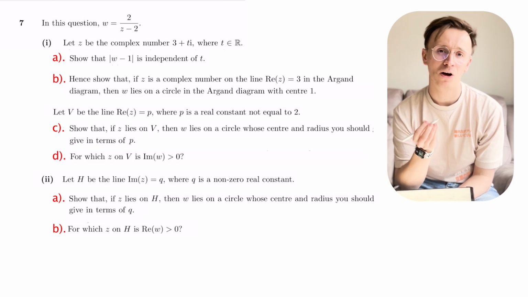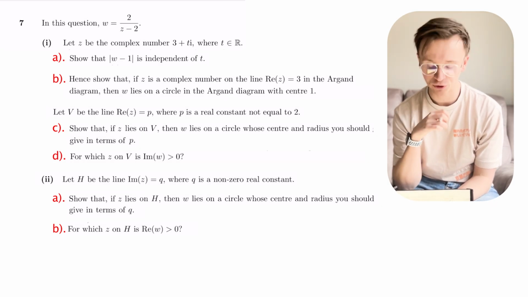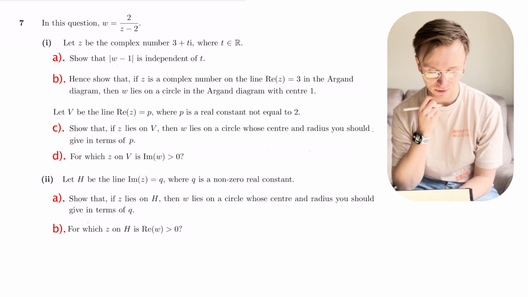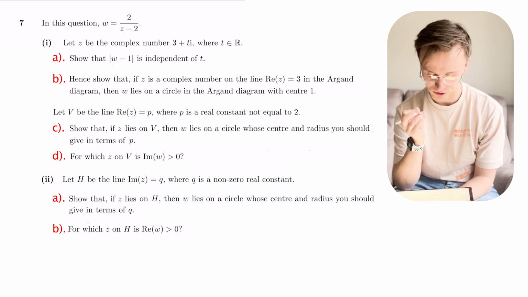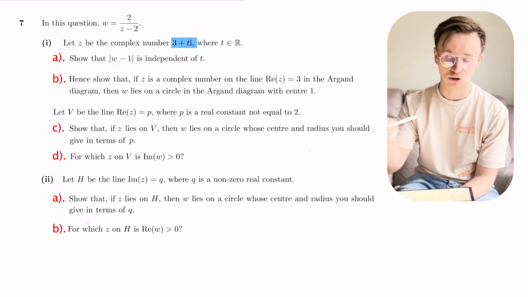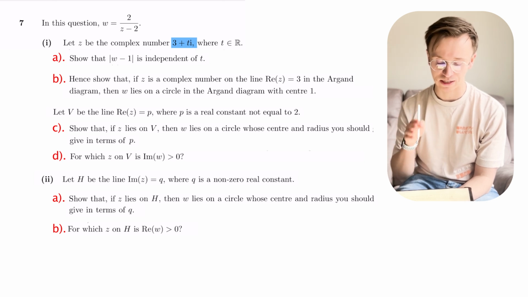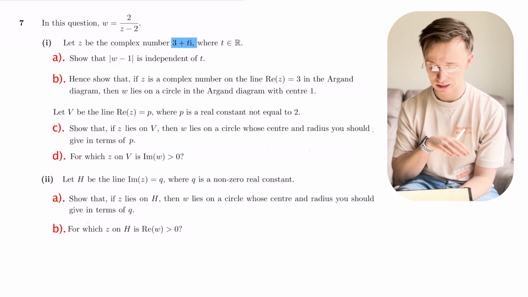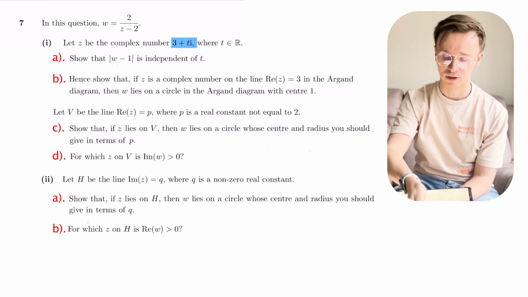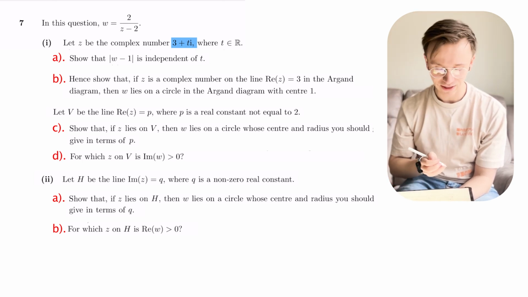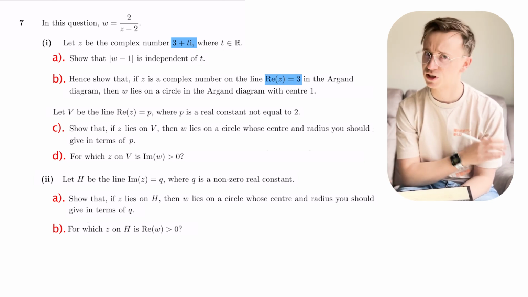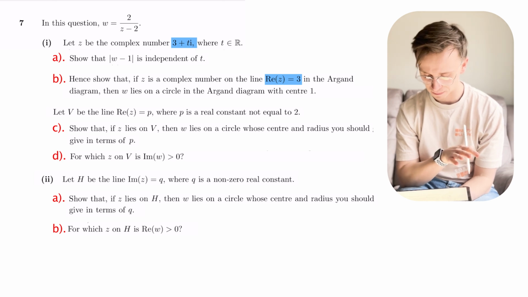Okay, so the final part of looking at these questions is understanding where the question's going. What they're going to get me to do in the first bit is look at a line which is 3 plus ti, which is essentially a line in the complex plane where the real part is 3 and the imaginary part is t. So it's essentially a vertical line in the complex plane. That's equivalent to this line that they've said later, the real part of z equals 3. It's the same thing, just two different ways of writing it.